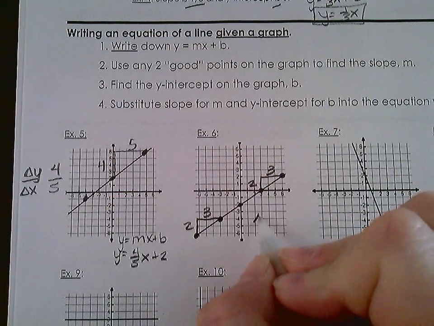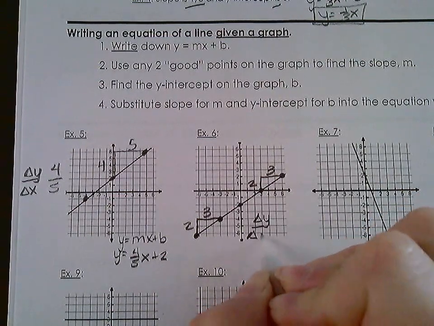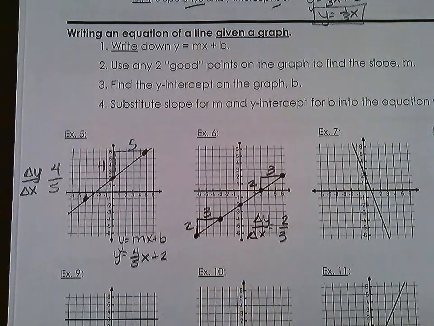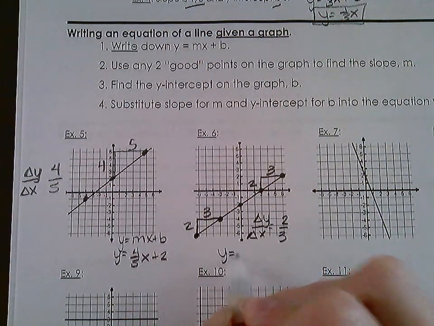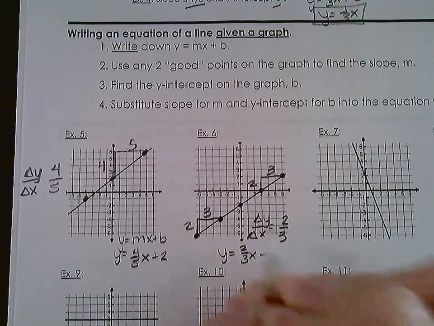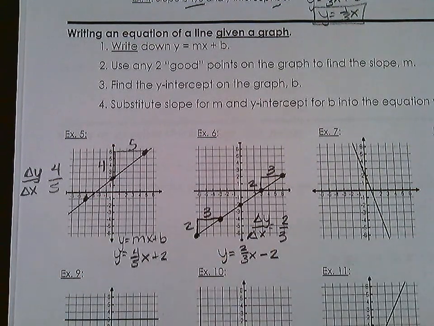So your slope, which is represented by your change in y divided by your change in x, means that you're going up 2 and to the right 3. So your slope is 2/3. And so the equation of that line would be y is equal to 2/3 x minus 2, because your y-intercept is down here at a negative 2.